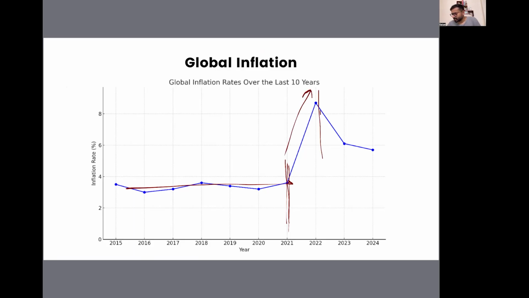And this period also coincides with another major event in the world economy, that is the Russia-Ukraine war. So the Russia-Ukraine war also led to a lot of breakage in the global supply chains and rise in the prices of oil and all that, and that also influenced the global inflation. But since then, the global inflation has been coming down. So this is the broad trend with respect to global inflation. Okay.